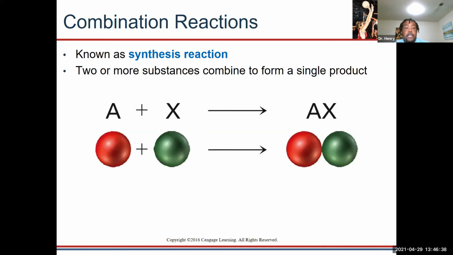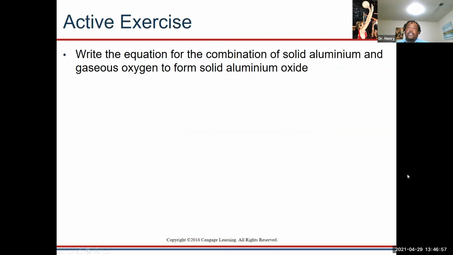Okay, so let's talk about types of reactions. This reaction where you have A and X coming together to make AX, that's going to be a synthesis reaction, or we call it a combination reaction. So 2 or more things coming together to make a single product is a combination reaction. Here's an example. Write the equation for the combination of solid aluminum and gaseous oxygen to form solid aluminum oxide.